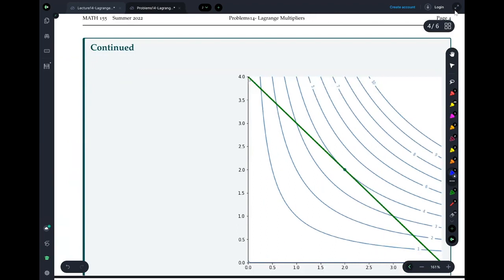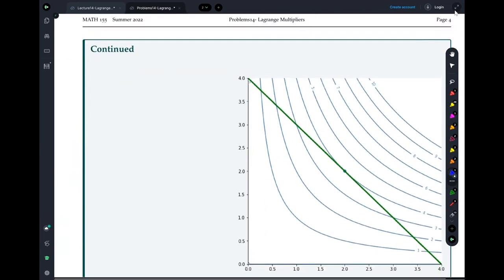So if we visualize what's going on there, all these level curves here are our function f(x, y) = xy. And then our constraint curve, x + y = 4, is actually just a straight line, given by this green line here. And we can see that it's only tangent to these level curves at this one point here. And that point is when f(x, y) is equal to 4. So it's on that level curve 4.